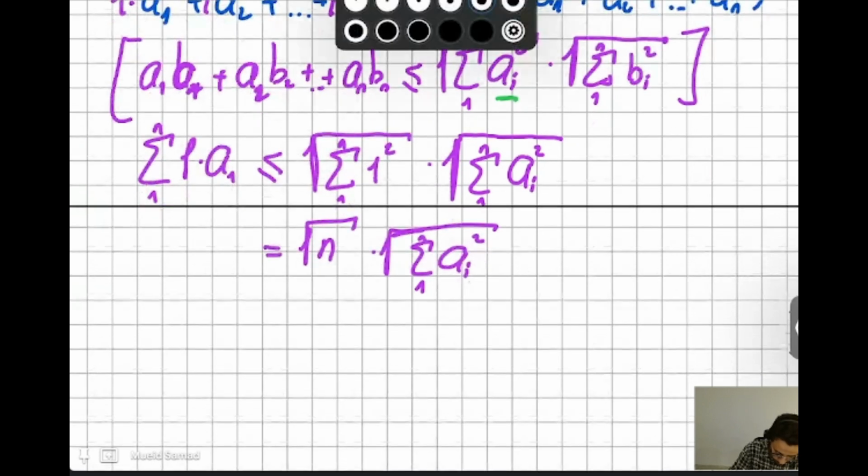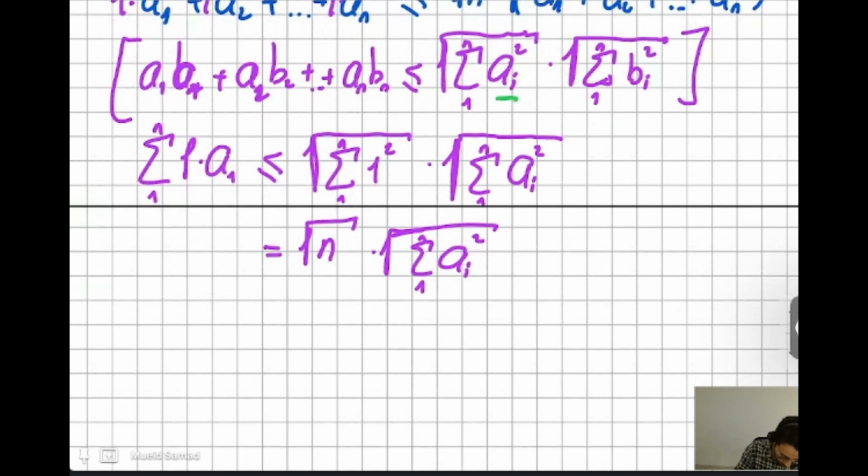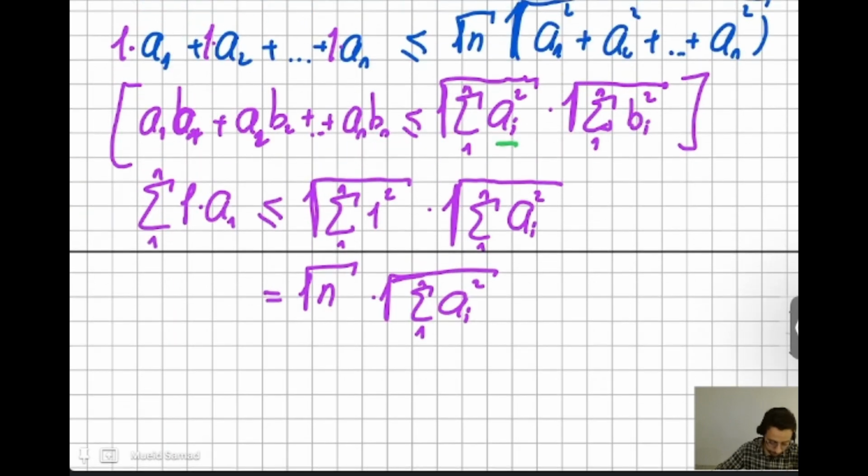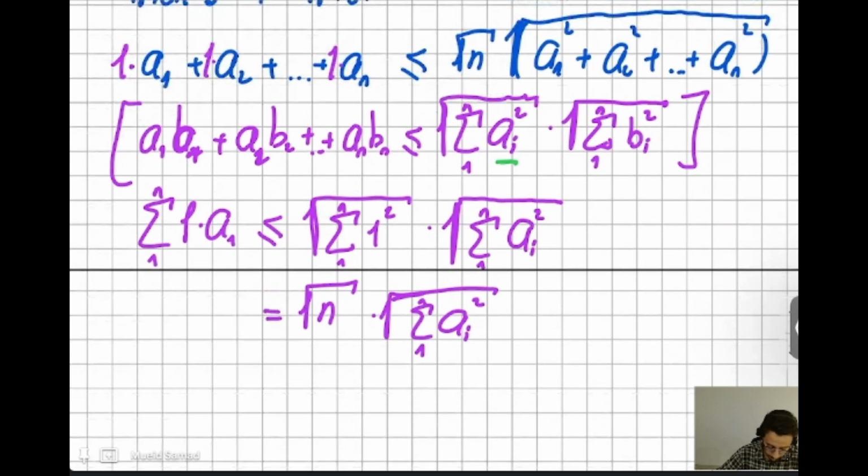Of course, we just wrote this out to make the point clear of how we use the Cauchy-Schwarz inequality, but this is basically the one trick. Now let's move to the splitting trick.